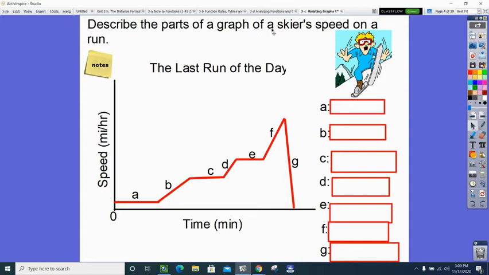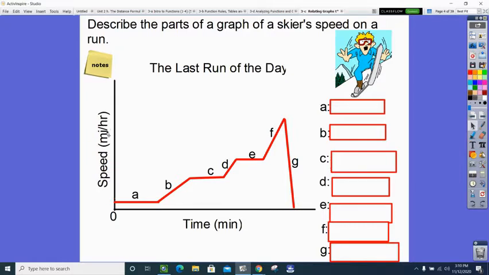So this last one, some things have changed. The title is The Last Run of the Day. I see that we've got a skier over here. We're going to describe the parts of a graph of a skier's speed on a run. Down here is the time in minutes, and here you can see speed, miles per hour. This is no longer distance, it's how fast we're going.